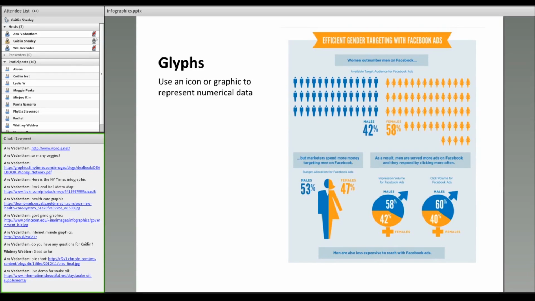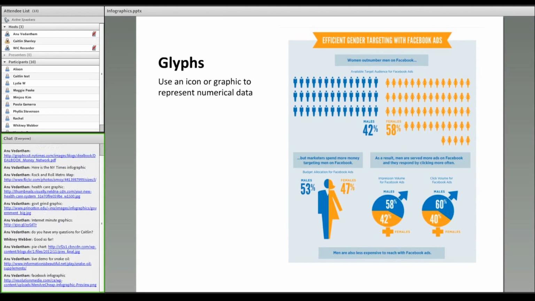So the idea of using glyphs is that you can represent numbers by how many times that image appears. So you can show a count. You can say, each person equals 500 people. So you can talk about a very big data set and represent it in a simple way, and use numbers and pictures combined in a really interesting way.